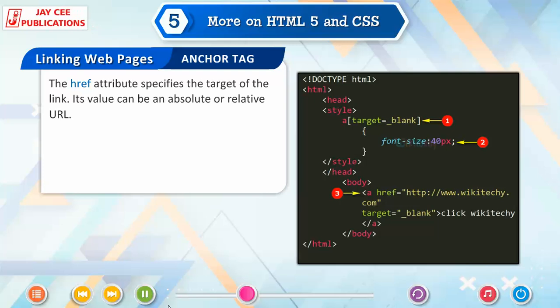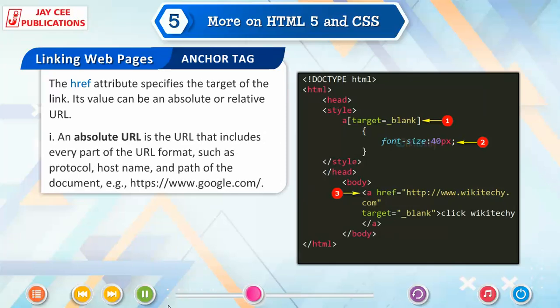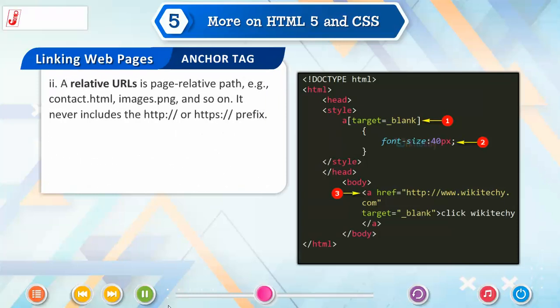The href attribute specifies the target of the link. Its value can be an absolute or relative URL. 1. An absolute URL is the URL that includes every part of the URL format, such as protocol, host name, and path of the document. Example, https://www.google.com. 2. A relative URL is a page relative path. Example, contact.html, images.png, and so on.